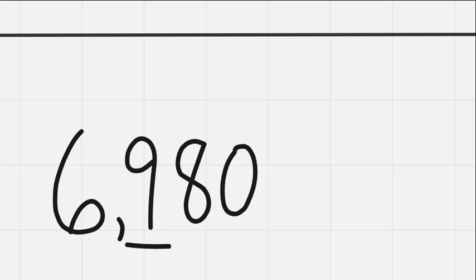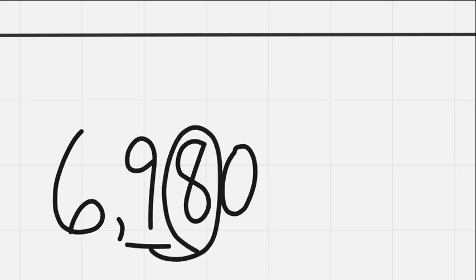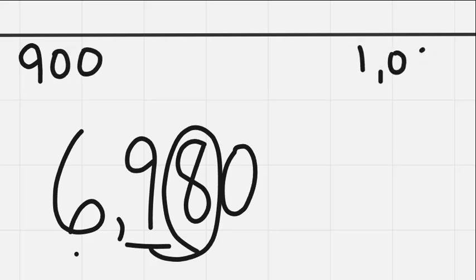What number will tell 980 how to round? The 8. The 8 is going to tell us how to round. What number can we ignore? We can ignore the 6 for now. So we are going to focus on 980. What two hundreds is 980 between? It is between 900 and 1000.